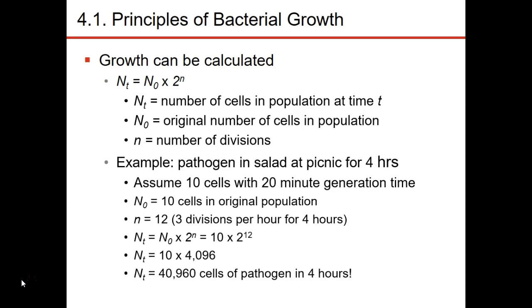So the example was you had pathogens in a salad. You start out with 10 cells, so 10 cells would be the N sub 0. If we assume a 20-minute generation time, since it's 4 hours, we'd have 12 replications or 12 divisions. We figured this out because 20 minutes goes into 60 minutes 3 times, so there's 3 divisions per hour, and there's 4 hours, so 3 times 4 is 12.